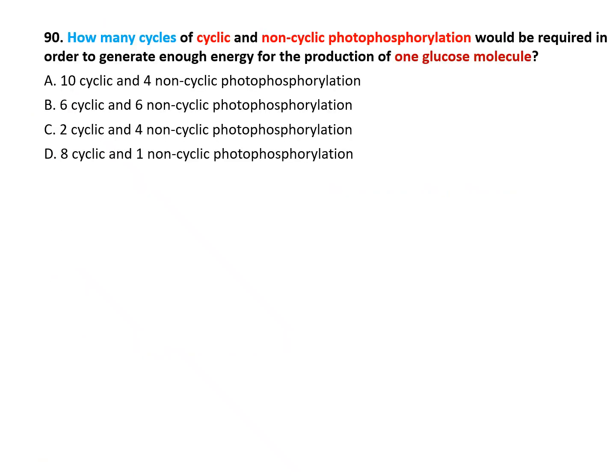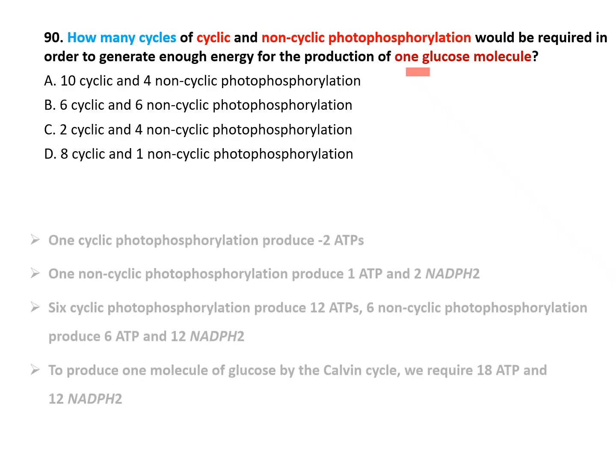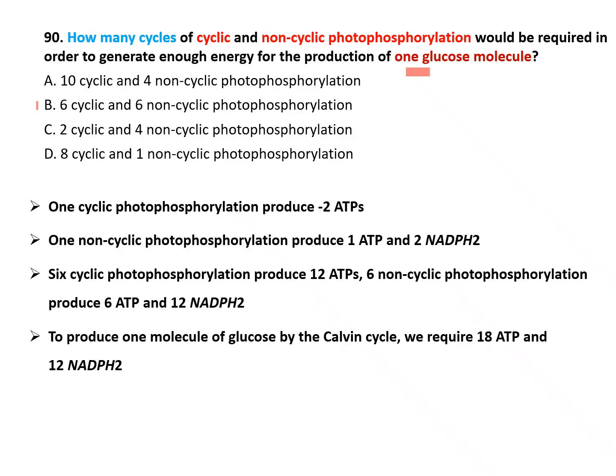The next question, number 90. How many cycles of cyclic and non-cyclic photophosphorylation would be required to generate enough energy for the production of one glucose molecule? Option A, 10 cyclic and 4 non-cyclic. Option B, 6 cyclic and 6 non-cyclic. Option C, 2 cyclic and 4 non-cyclic. Option D, 8 cyclic and 1 non-cyclic. The correct answer is option B, 6 cyclic and 6 non-cyclic photophosphorylation.